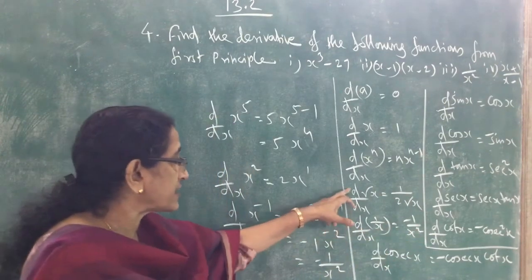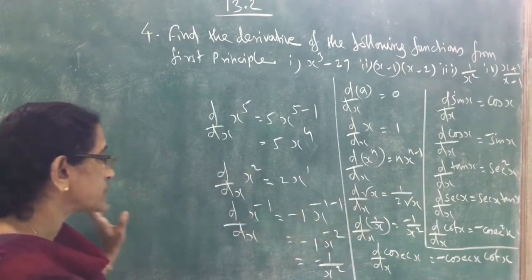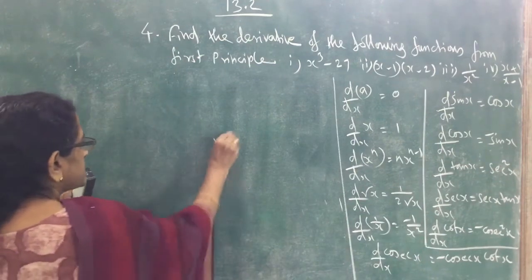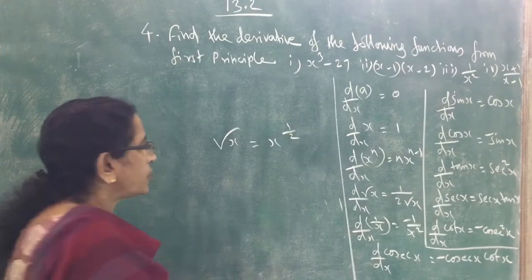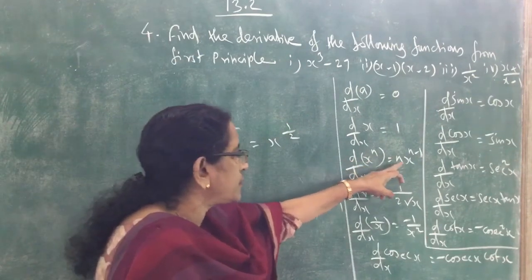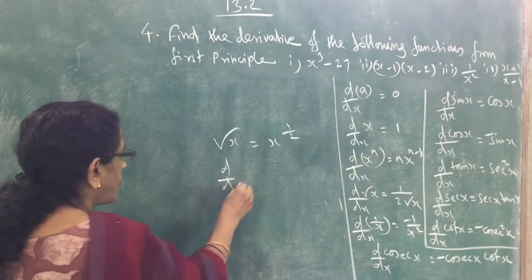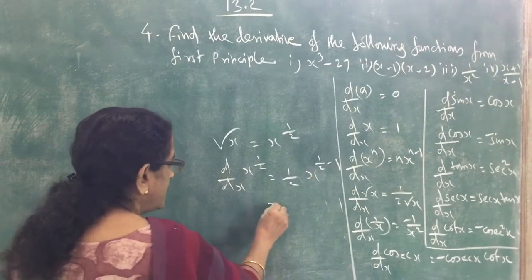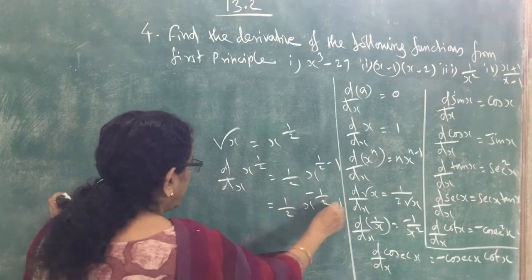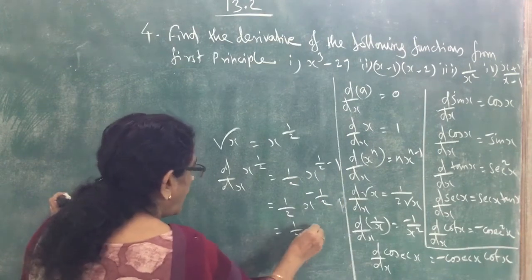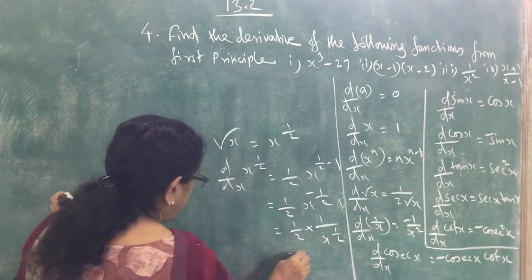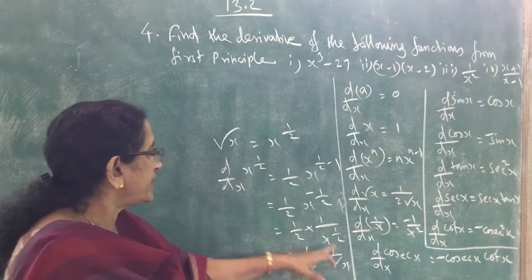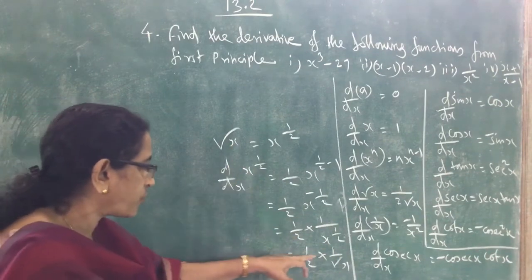Similarly, the derivative of root x. We know the square root of x is the same as x raised to 1 by 2. So we can apply the formula: the derivative of x raised to n is n into x raised to n minus 1. So d by dx of x raised to 1 by 2 is 1 by 2 into x raised to 1 by 2 minus 1. That is 1 by 2 into x raised to negative 1 by 2, which is 1 by 2 into 1 by x raised to 1 by 2, that is 1 by 2 into 1 by root x. So the derivative of root x, we got 1 by 2 root x.